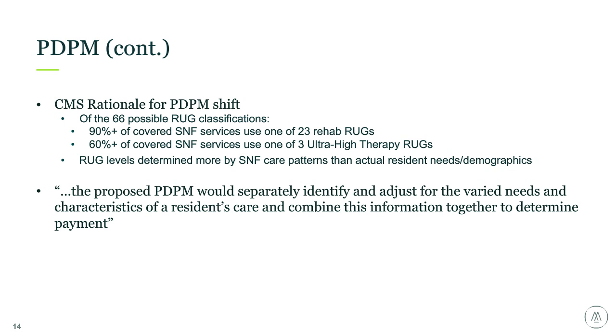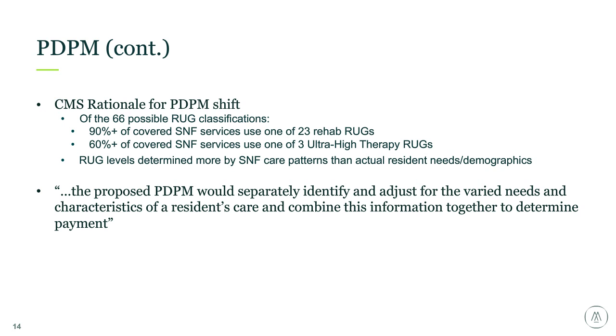It really has to do with the way that CMS was interpreting RUGs and how the therapies were factoring into these RUG payments. So it was interesting, when CMS did their look-back analysis, they noticed that 90% of covered SNF services were using at least one of the 23 rehab RUGs that required some therapy component. Then, if they drilled down even further, they could see that of the total population, 60%, so over half, which usually gets their attention, of covered SNF services were using at least one of three of the ultra-high therapy RUGs.